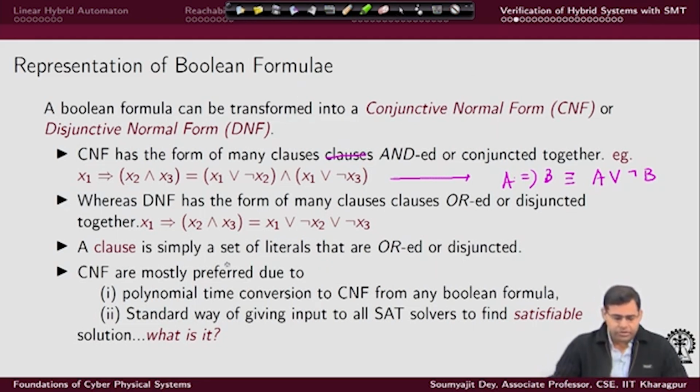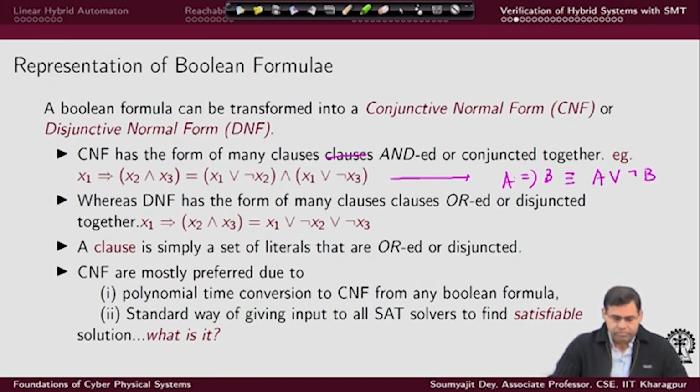So, by the way, what is a clause? A clause is simply a set of literals that are ORed or disjuncted in the DNF form, whereas in CNF you will have them ANDed. Typically for SMT solving, I mean checking satisfiability of this kind of formula, by the way, satisfiability means finding out a value assignment to these variables for which the entire logical formula evaluates to true, okay.